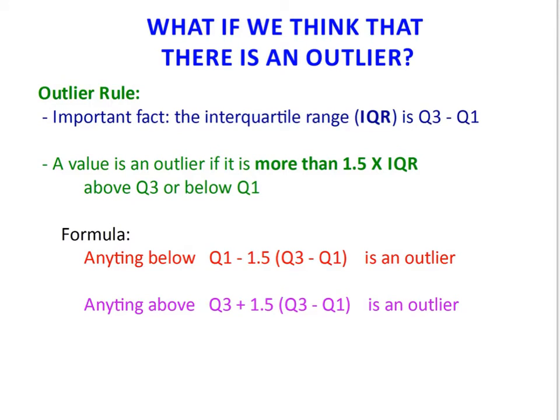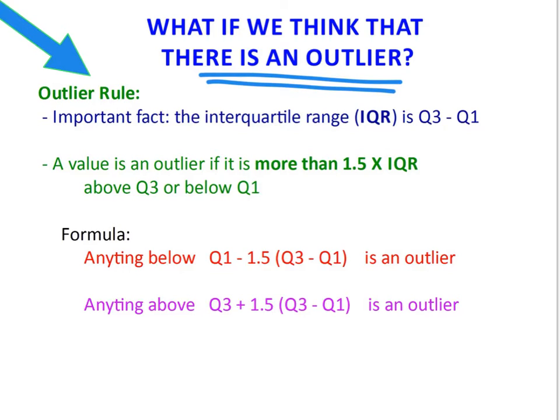But what if we think that there's an outlier? We've seen outliers before. We've seen them in different examples, and we've inferred that they're there. But what if I want to know, is there an actual outlier? So make sure that you get this information down. The outlier rule is super, super important.